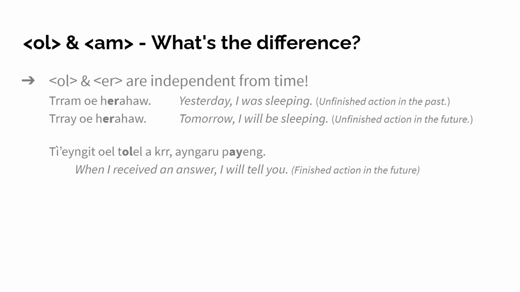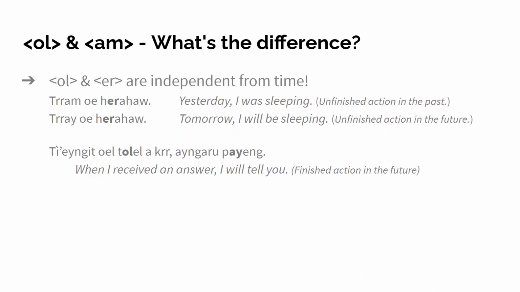So, for example, let's look at r first. R, of course, for most time, oi herahau, I am sleeping. That sounds like I'm sleeping right now. But it can also be in the past or in the future. Dram, oi herahau. Yesterday, I was sleeping. So it's an unfinished action in the past. Drai, oi herahau. Tomorrow, I will be sleeping. It's an unfinished action in the future. So you see, r has nothing to do with time. It can be in the past, in the future, or right now.